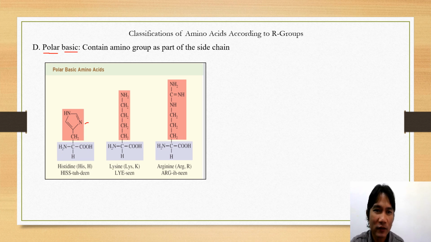These basic amino acids could accept a proton. Remember, the definition of a base is that they accept protons. So the presence of nitrogen in their side chain makes them basic. Polar, basic. For example, histidine or His, H, lysine, LYS or K, arginine, ARG, or simply R.